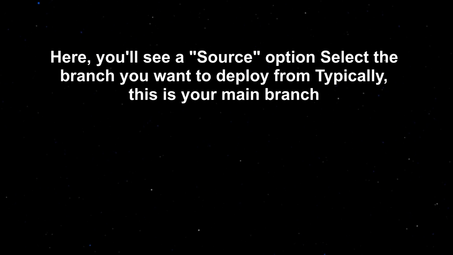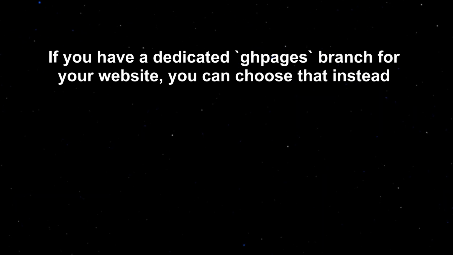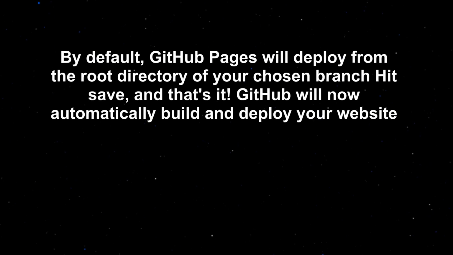Select the branch you want to deploy from. Typically, this is your main branch. If you have a dedicated Pages branch for your website, you can choose that instead. By default, GitHub Pages will deploy from the root directory of your chosen branch. Hit save, and that's it.